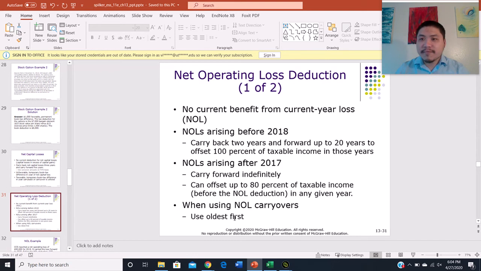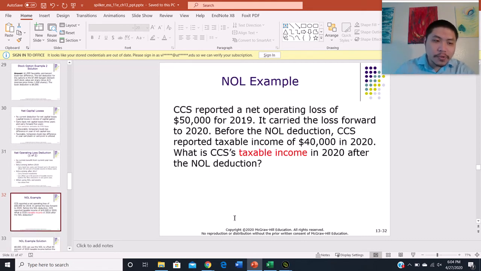So let's say if the firm has a net operating loss in 2017 and 2018 and has net income in 2019, then the firm has to use the net operating loss from 2017 first. And if they still have some income and still have room to offset the income, then they can start using the 2018 net operating loss, right? So let's look at an example.